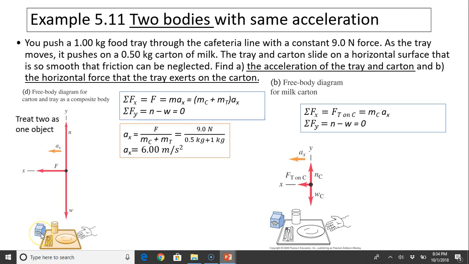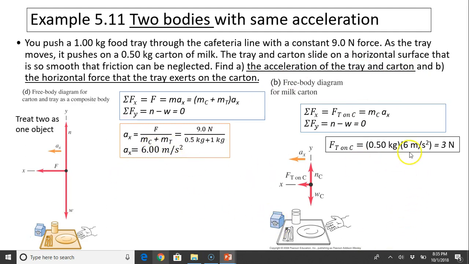Take a look at the milk carton. The horizontal force is from the tray on the carton, and there is a vertical force. This vertical cancels. So we don't even have to concern ourselves with the vertical forces because they are asking for the horizontal force. Horizontal force equals m carton times acceleration of the carton. Acceleration of the carton is 6. So that gives us 3 newtons. By the way, ax is the acceleration of both tray and carton, 6 meters per second squared.